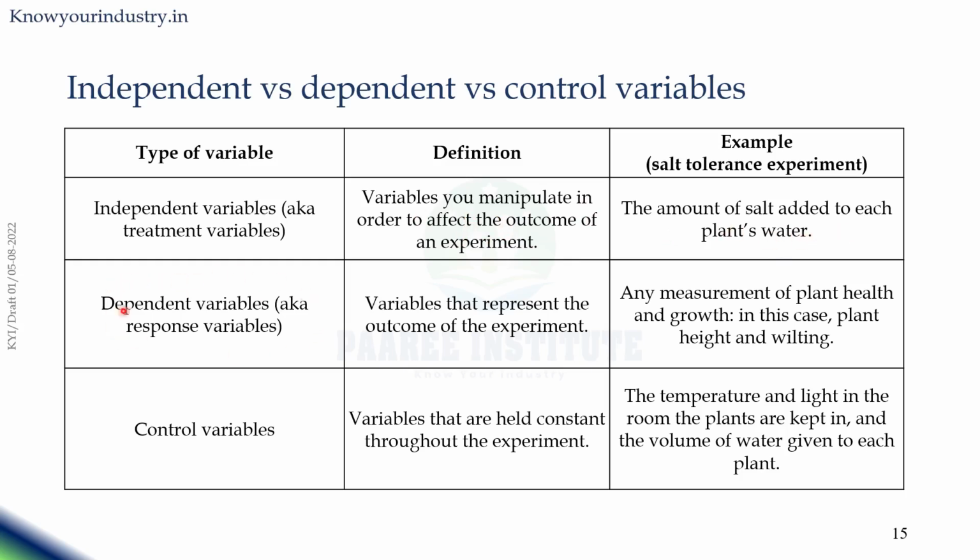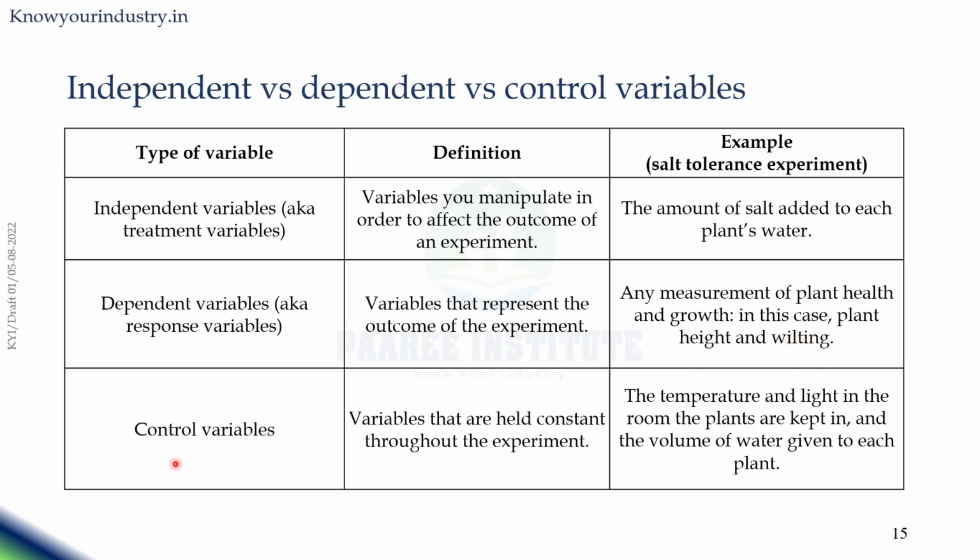And what is the dependent variable? The variable that represents the outcome of the experiment. So any measurement of plant health and growth, in this case plant health, is the example. So the amount of salt you are adding to the water you are pouring into the plant is the independent variable, and the dependent variable is the effect of this salt addition on the plant's growth with respect to the plant height and wilting.